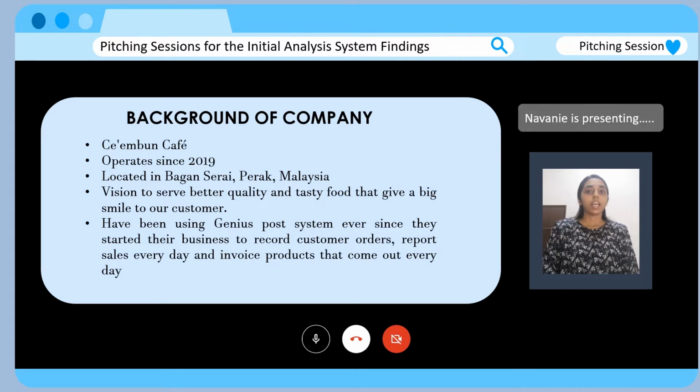Chang Cafe has been using the Genius Post system ever since they started their business to record customers' orders, report sales every day, and invoice products that come out every day. They believe that using this system helped them to keep orders more organized, errors during orders are less, and sales reports are easier to process and accurate, but they find it quite expensive.